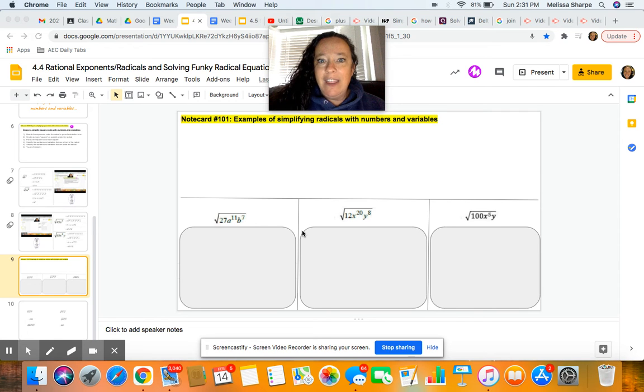All right, now we're on to the last note card of the section, note card 101. These are examples of simplifying radicals with numbers and variables. So take what I just showed you in the last two slides and see if you can figure these out.